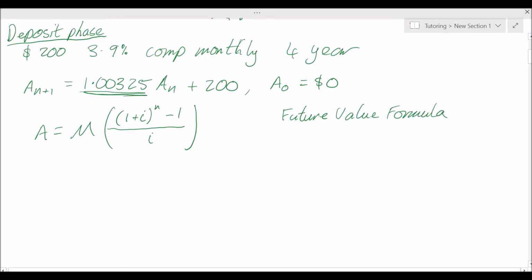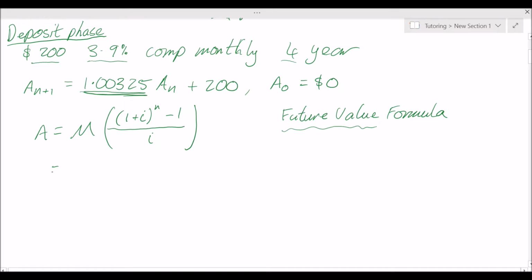Now, it's called that because if you think of it like this, if I put in $200 every month with this interest rate for 4 years, what will the value of the investment be in the future? What will it accumulate to? That's why we call it the future value formula, because you're starting from nothing and you're calculating what it will be in the future.